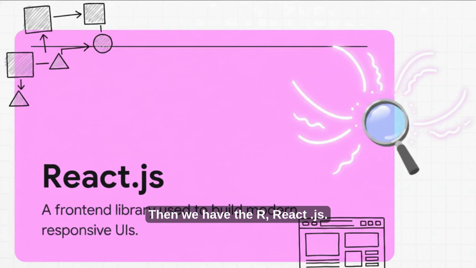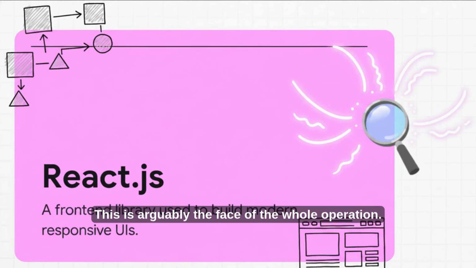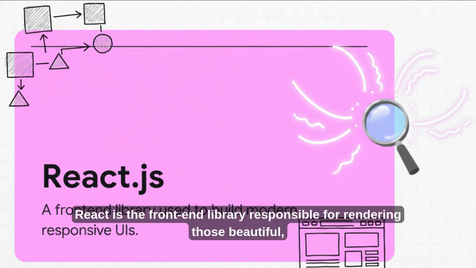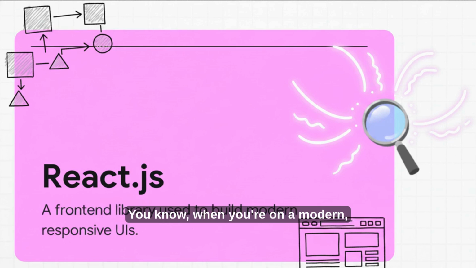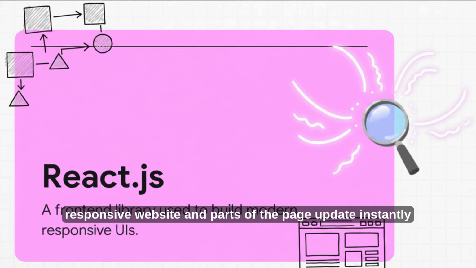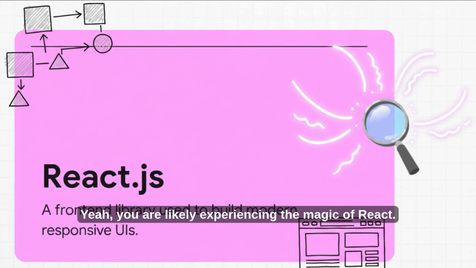Then we have the R, React.js. This is arguably the face of the whole operation. React is the front-end library responsible for rendering those beautiful, fast, and reusable user interface elements you see on screen. You know, when you're on a modern, responsive website and parts of the page update instantly without you having to refresh the whole browser? Yeah, you are likely experiencing the magic of React. It breaks the UI down into modular components, which makes development highly efficient.